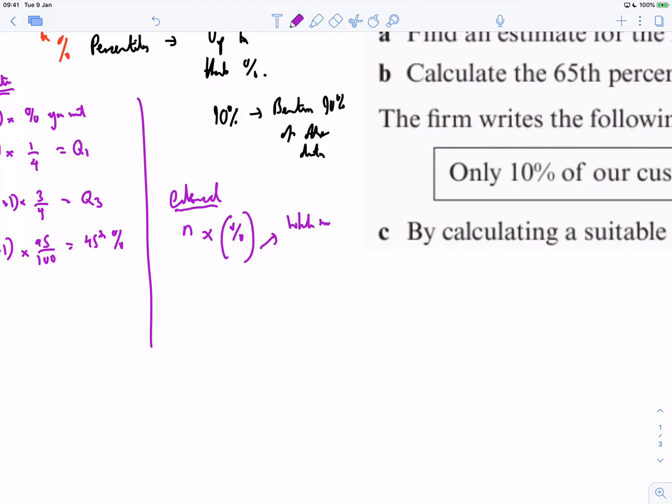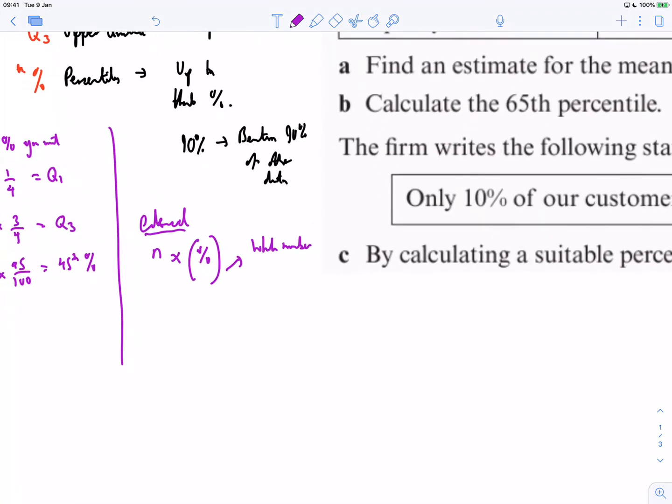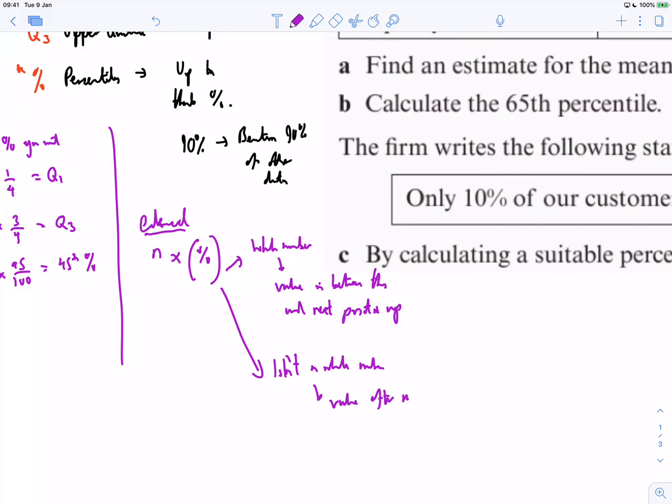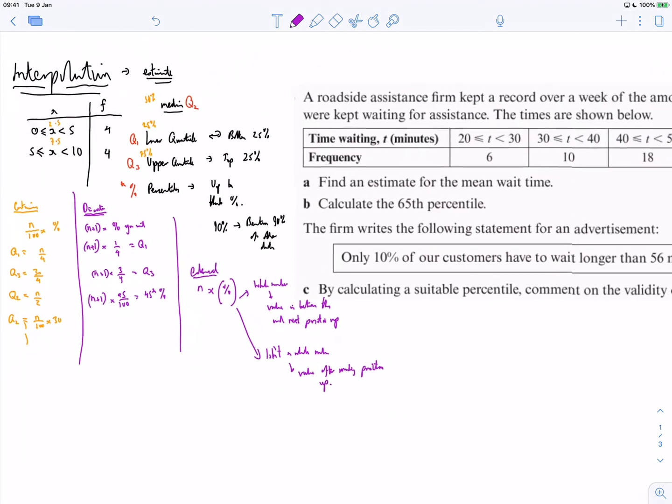If it's a whole number, then you take the value in between this and the next position up. But if the position isn't a whole number, then you take the value after rounding the position up, which is not nice, but there you go, Edexcel for you.